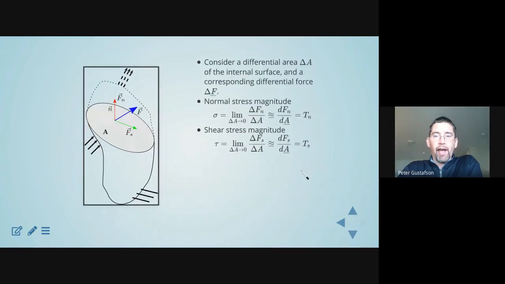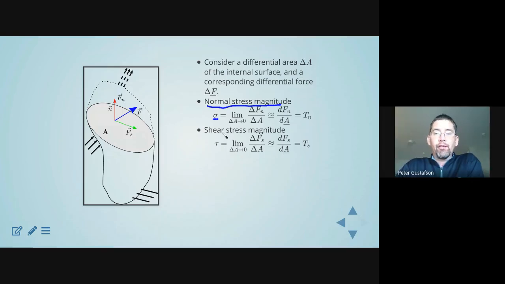Let me take you to that mathematically now. So assume we have this differential area. Now I'm going to call it delta A of the internally exposed surface on this imaginary cut. And of course, it has a corresponding differential force. We can define something called the normal stress magnitude. We're going to reference that magnitude with the symbol sigma.